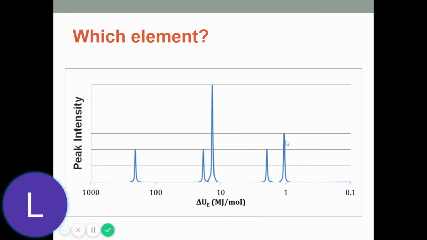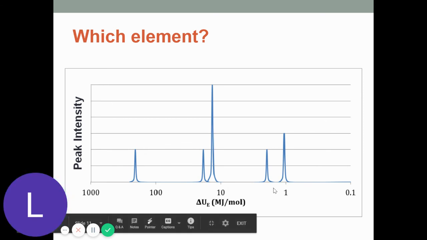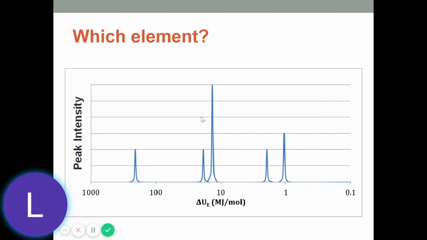And this is your practice with this. Using electron configuration, try to figure out what the electron configuration for this element would be.